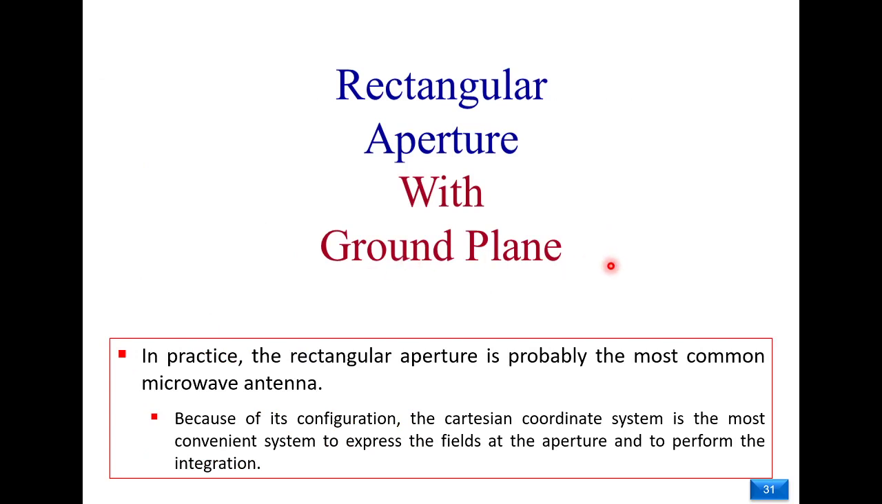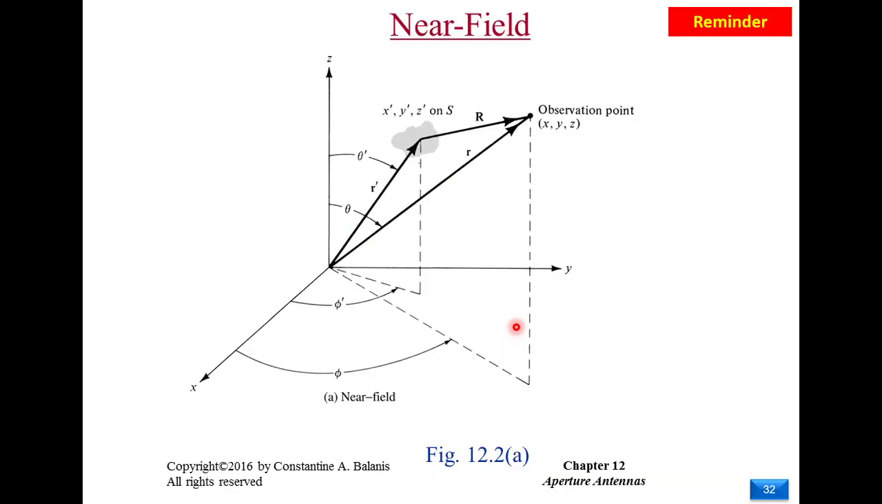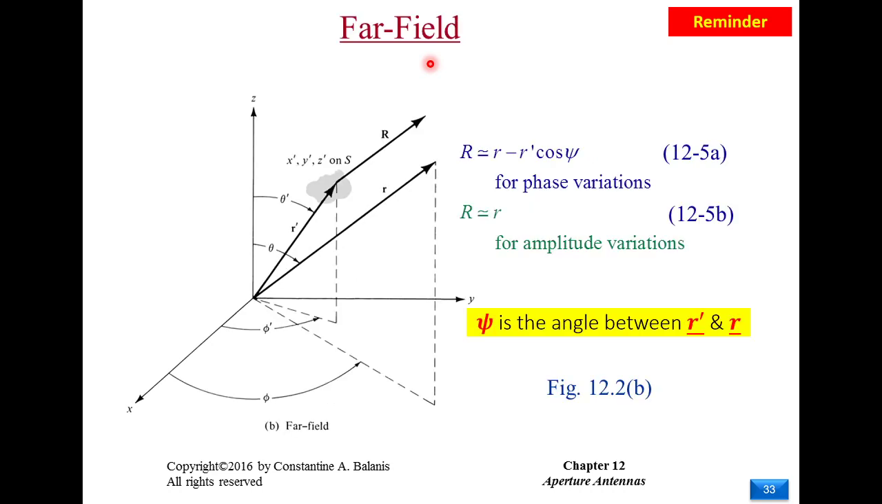So now let us work on applying what we learned about radiation from aperture antennas to a rectangular aperture with a ground plane, which is a very common configuration for aperture antennas. Before that, let us just remember the geometry of the problem. In the geometry of the radiation problem, we have some source region and we are calculating the field at an observation point. The vector from the origin to the source is r prime. The position vector to the observation point is r. From source to observation is capital R. So this is the exact geometry, and here is the approximation.